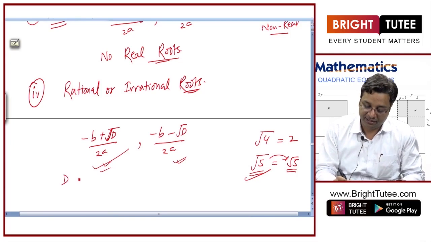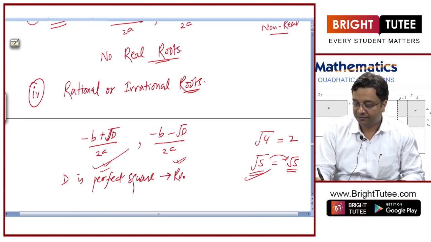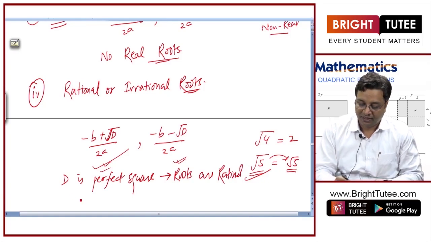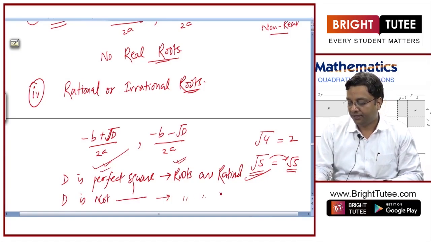So if d is a perfect square, then the roots are rational. If d is not a perfect square, then the roots are irrational.